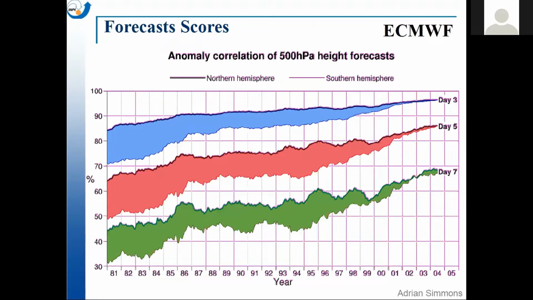And you can see here the performance, the skill of the prediction, for 3 days in the blue region. The red region is the prediction for 5 days, and the green region means the prediction for 7 days, from 1980 up to 2005. Imagine that you are watching the blue region. The top of this blue region is the skill of the ECMWF model for the North Hemisphere, and the bottom of this blue region is the skill of the ECMWF model for the South Hemisphere.